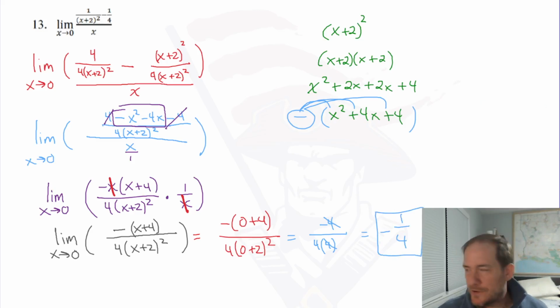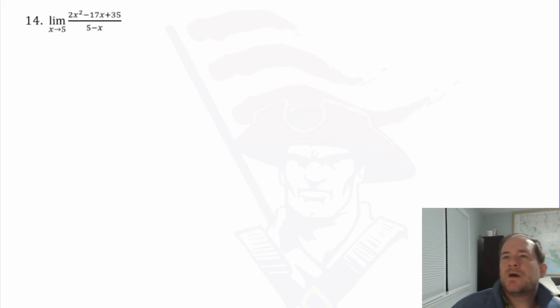And we only have 2 more, so I want to hurry up. 14. I don't think there's anything special here exactly, just the denominator maybe. But I'm going to grab this guy again, 2x squared minus 17x plus 35. And off to the side, I'm going to factor this thing.